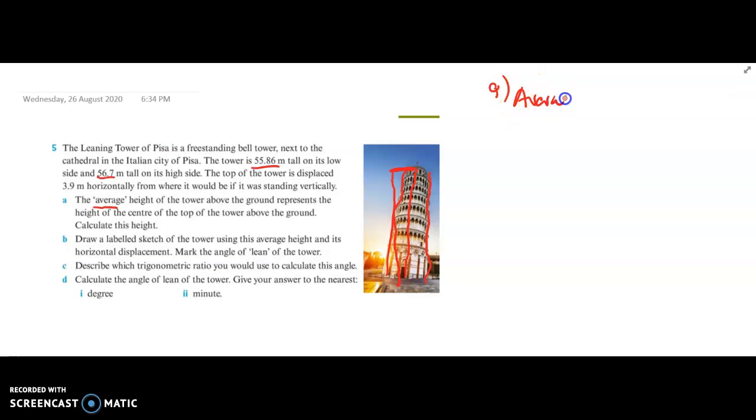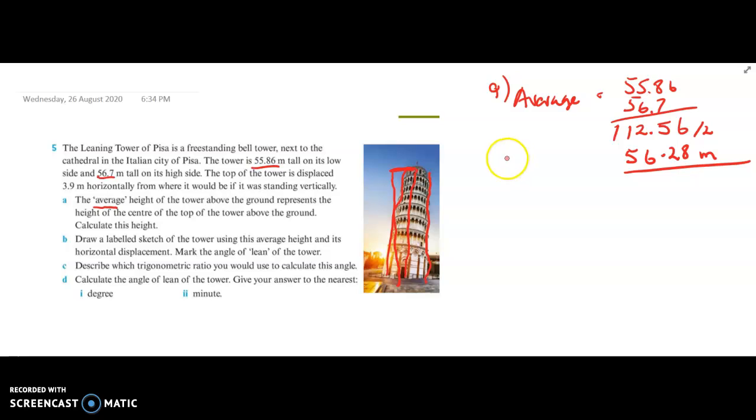Average height is simply equal to 55.86. I'm not even going to use my calculator. So we've got 65.21 plus 47.31, which is 112. Divide that by 2, you get 56.28 meters. So that's its height, 56.28 meters.